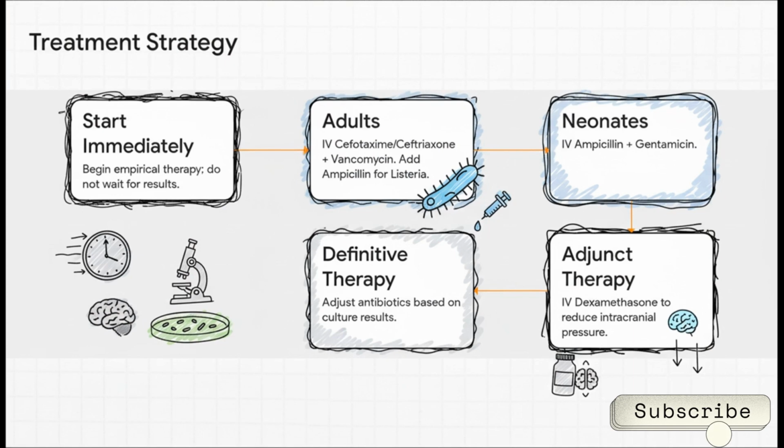So here's the game plan, and it's non-negotiable. You start empirical antibiotics immediately. As soon as you get that CSF sample, you start the drugs. You do not wait for the lab results to come back. It's a shoot first, ask questions later kind of situation.